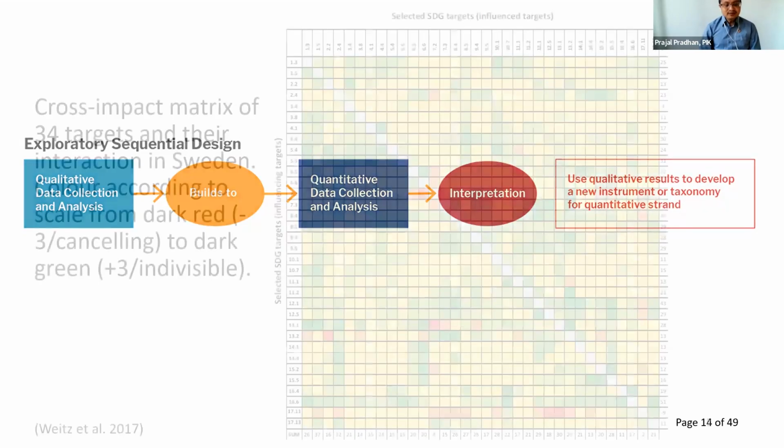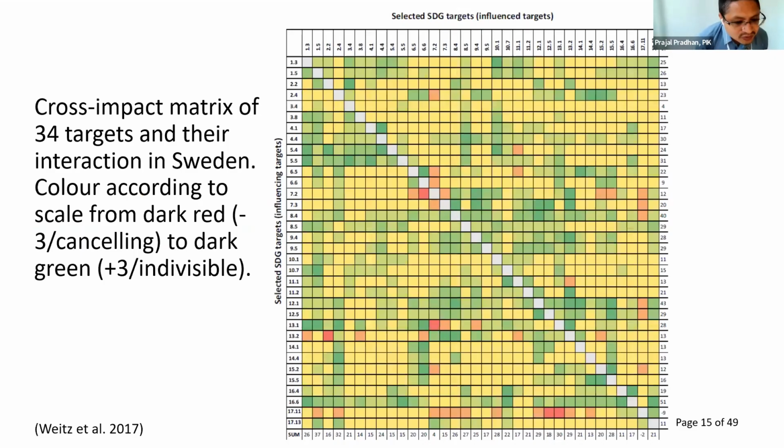Here is an example on SDGs, yeah, and here what colleagues did was look at the impact of SDGs, yeah. This is the example for Sweden, yeah, how SDGs interact. And here in the rows and in the columns, these are more like SDG interactions, SDG targets. So that's why the numbers are like 1.3, 1.5, yeah.